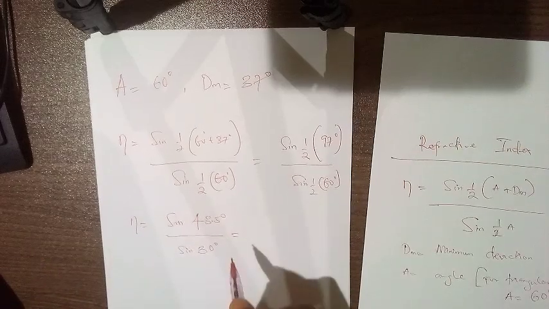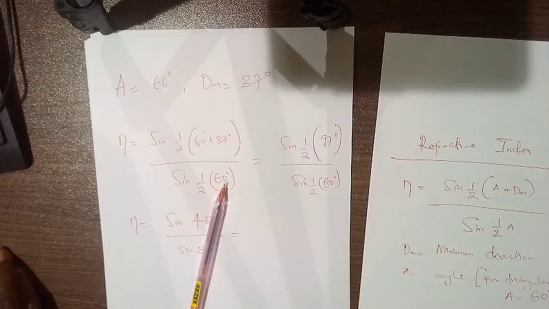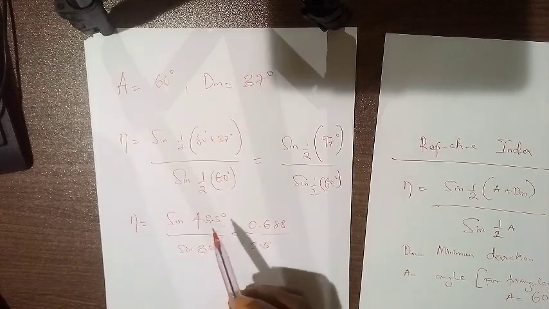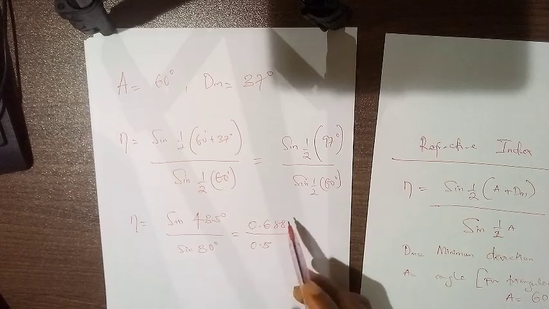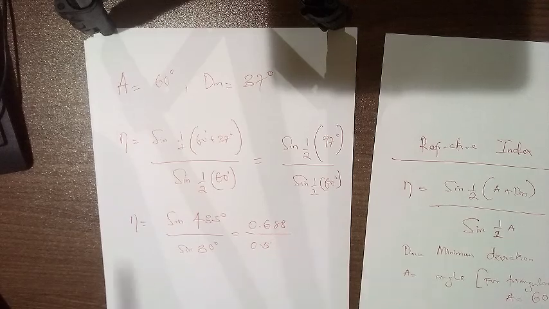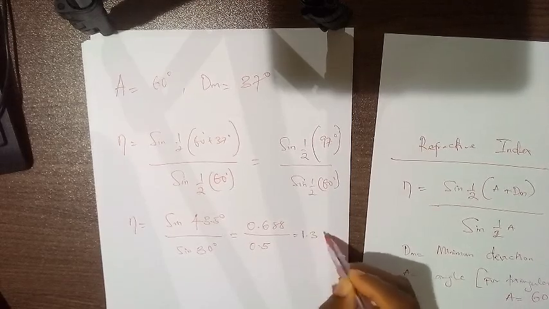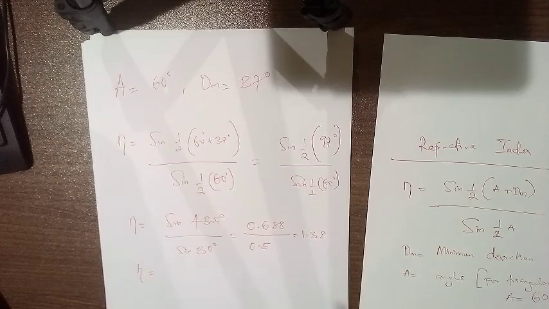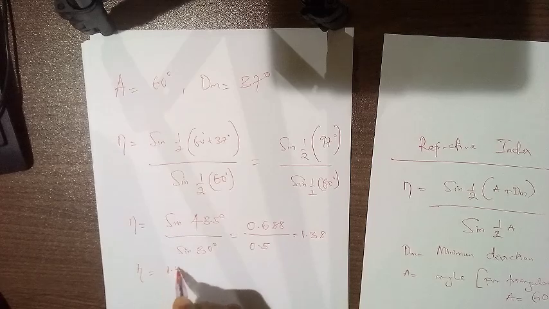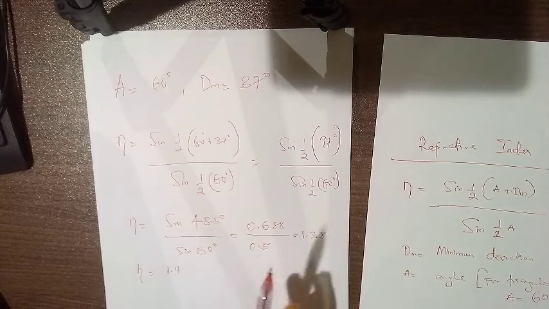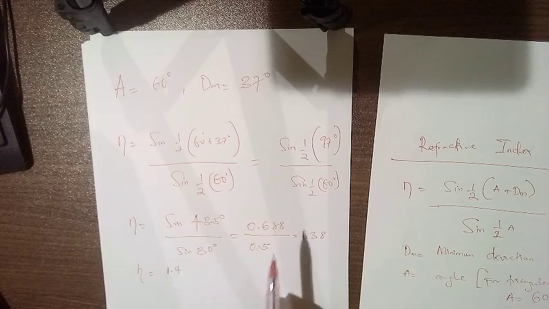So our eta becomes sine 43.5 divided by sine 30, which gives us 0.688 all over 0.5. So 0.688 divided by 0.5 is equal to 1.38, which gives us a refractive index of approximately 1.4. So we have been able to calculate the refractive index of a triangular prism using our graphical method.